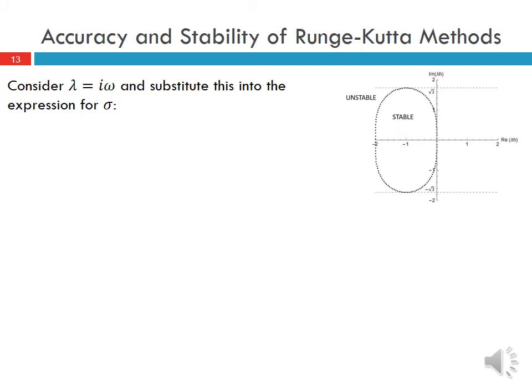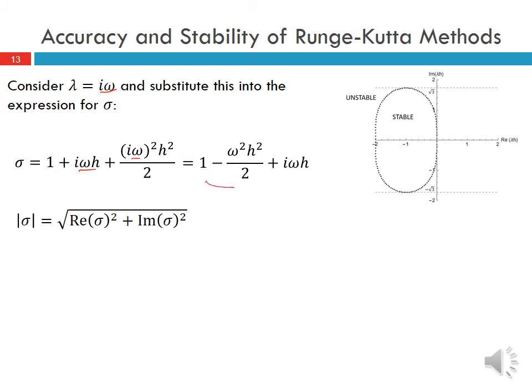So let's look at this in a bit more detail. We'll consider lambda equal to i omega, which is a purely imaginary lambda, and substitute this into the expression for sigma. Sigma was 1 plus lambda h plus lambda squared h squared over 2. So plugging in i omega for our lambda here, we can expand this out, and we see that this is the real part and this is the imaginary part. The magnitude of sigma is the square root of the real part squared plus the imaginary part squared.